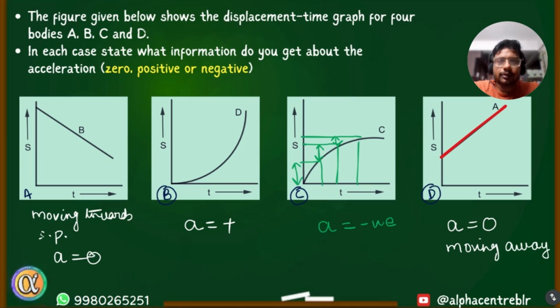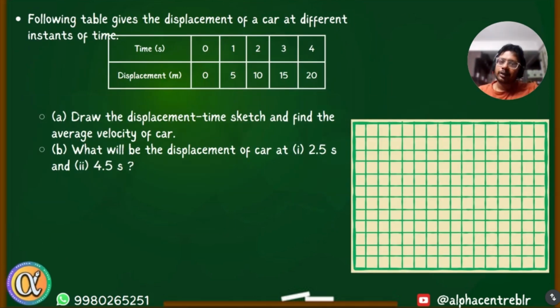The following table gives the displacement of a car at different instants of time. So here I have some information given: time is 0, 1, 2, 3, 4 seconds, and at different times, what is the displacement? We need to first plot this information on the displacement time graph and then find the average velocity of the car. And also we need to find the displacement of the car at 2.5 seconds and 4.5 seconds. Okay, so let's try to do it together. Here on a graph paper, this is my displacement axis and this is my time axis.